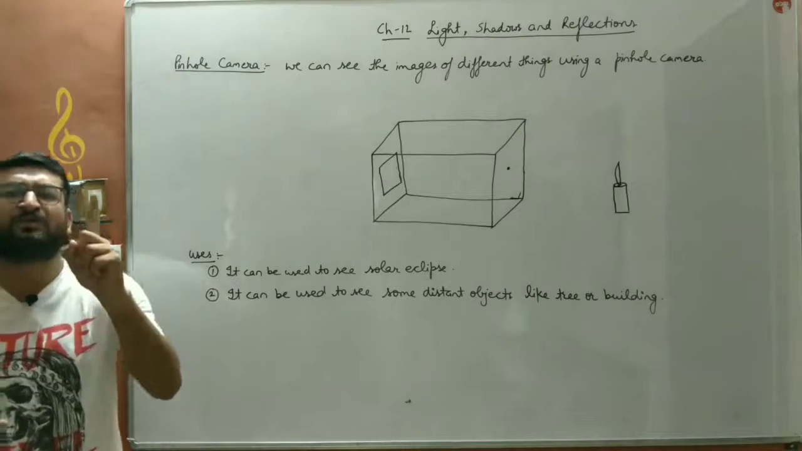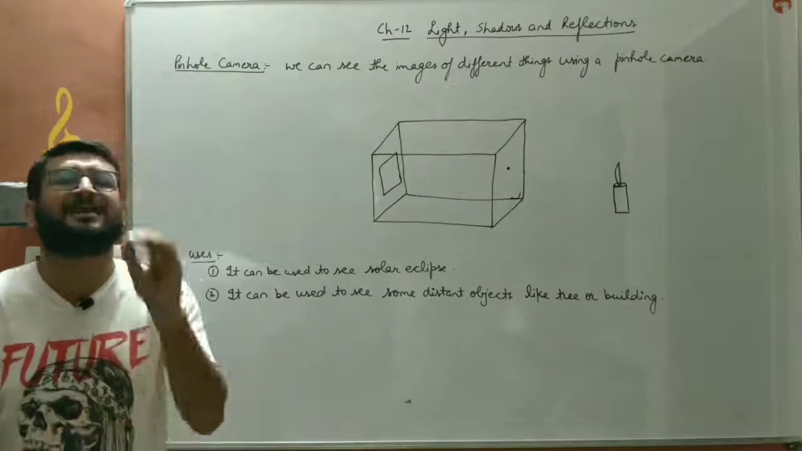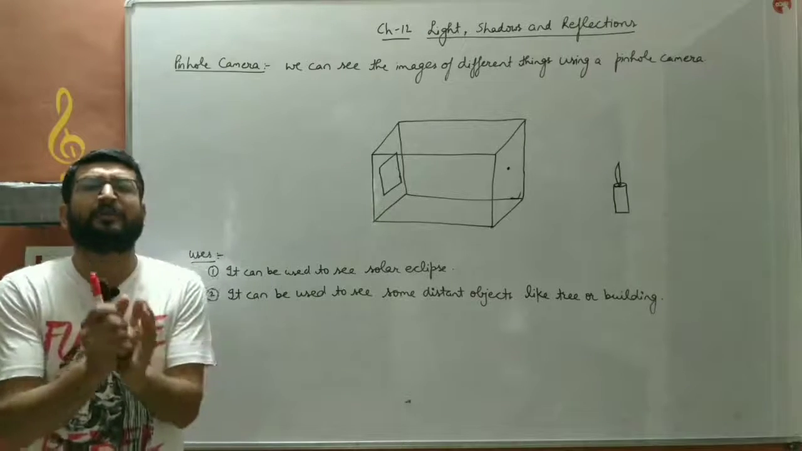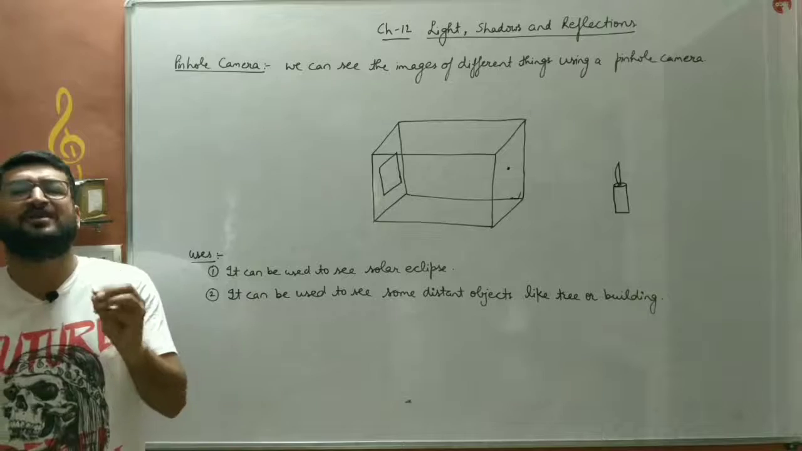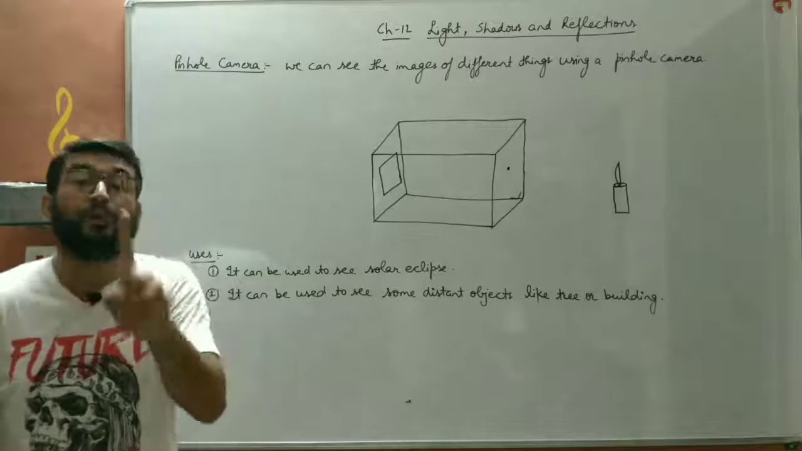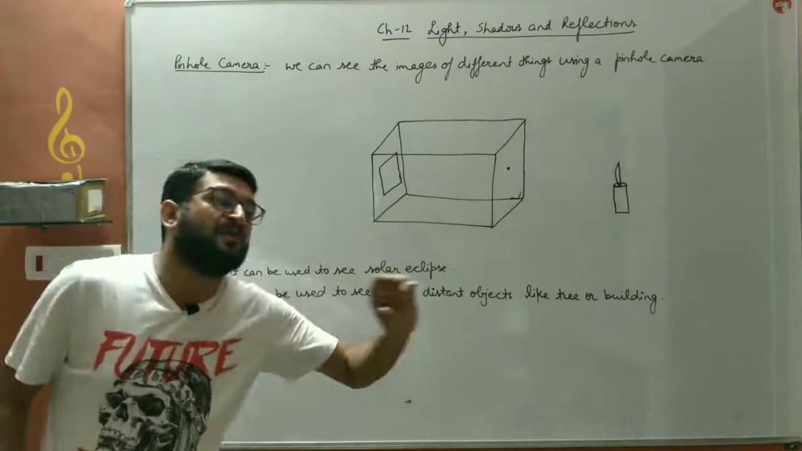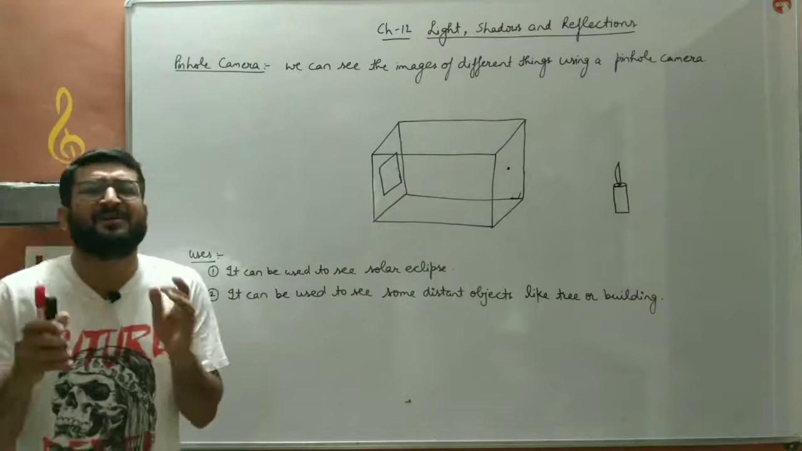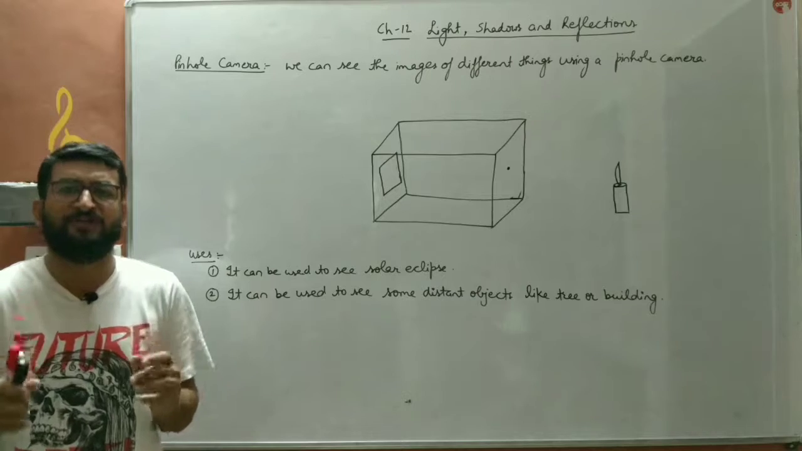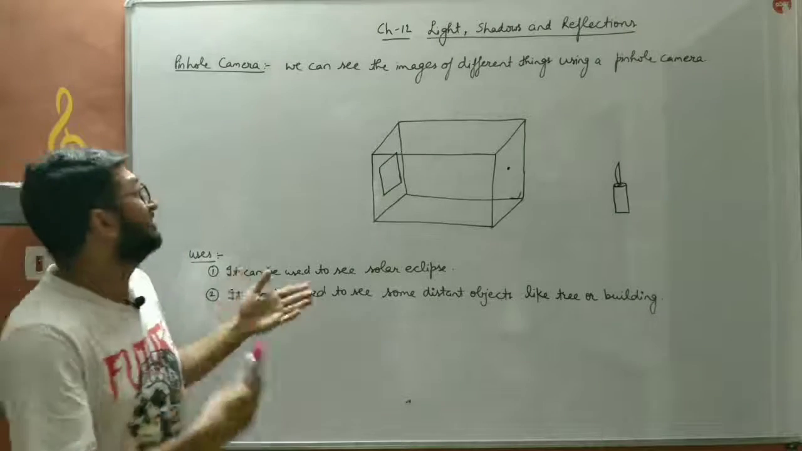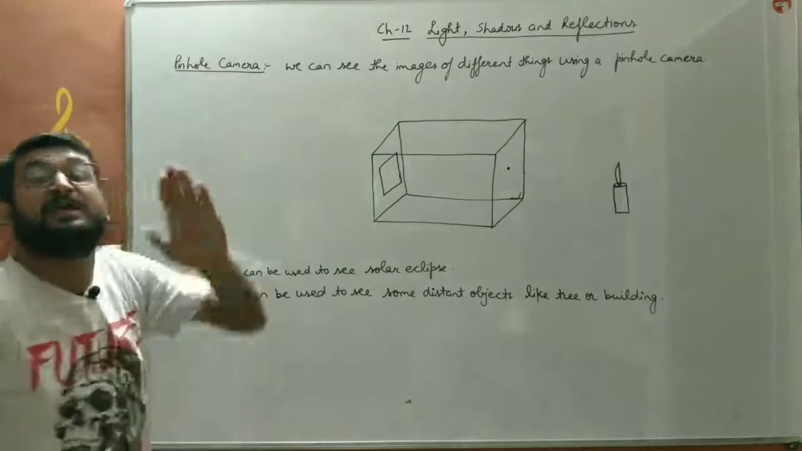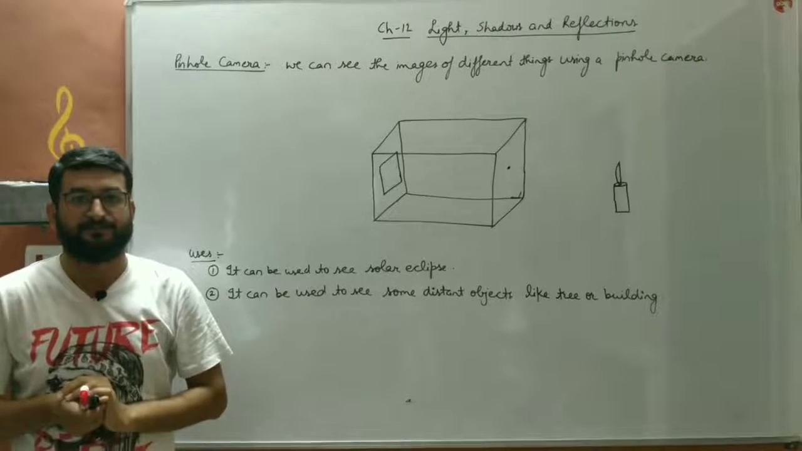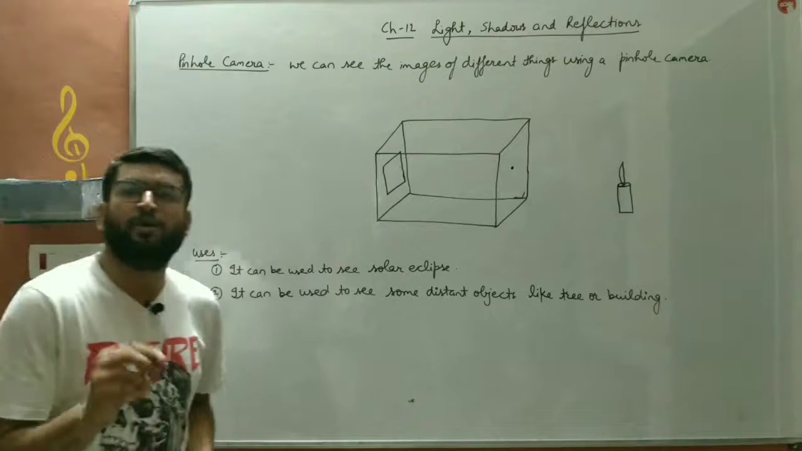Then we have discussed one more property of light, that is rectilinear propagation of light. The rectilinear propagation of light means whensoever light travels, it always travels along a straight line, along a straight path. That property of light is known as rectilinear propagation of light. The next topic of our discussion, that is pinhole camera, is based on rectilinear propagation of light. This is a pinhole camera.